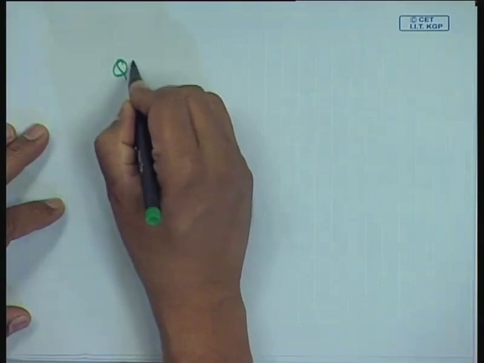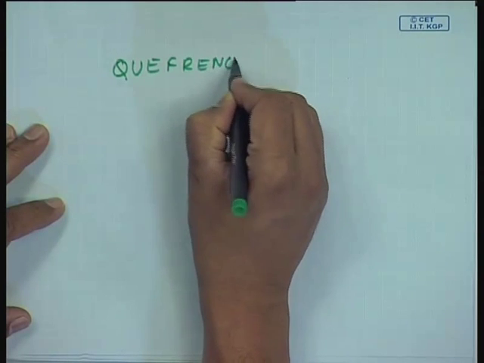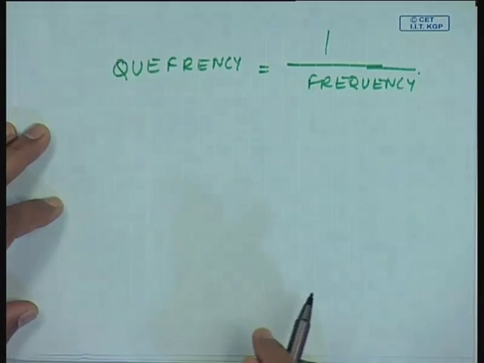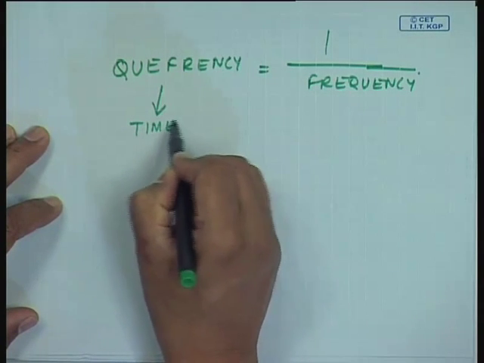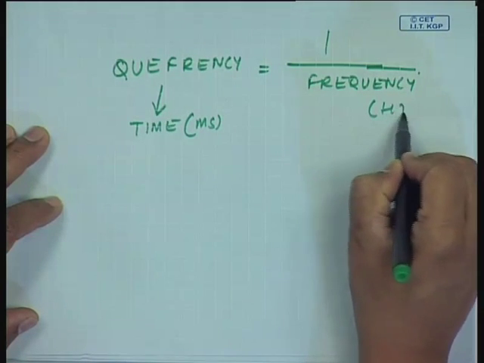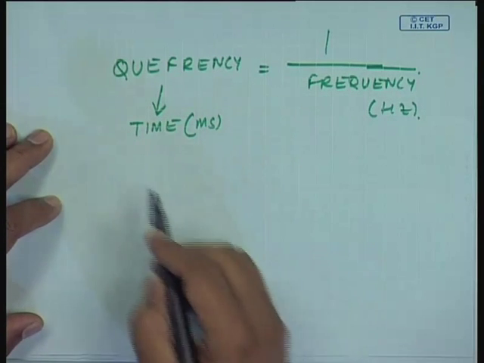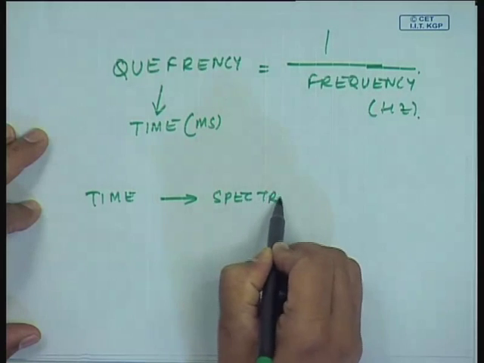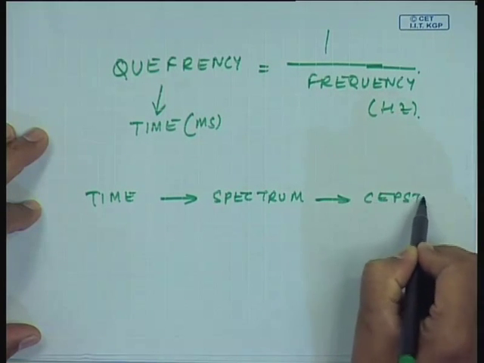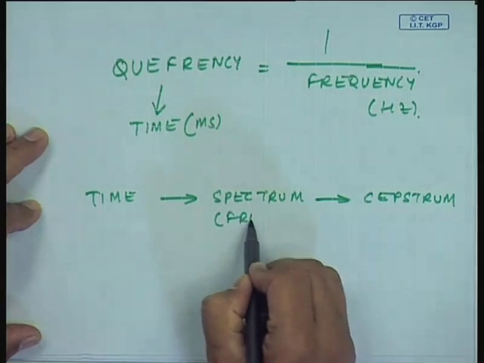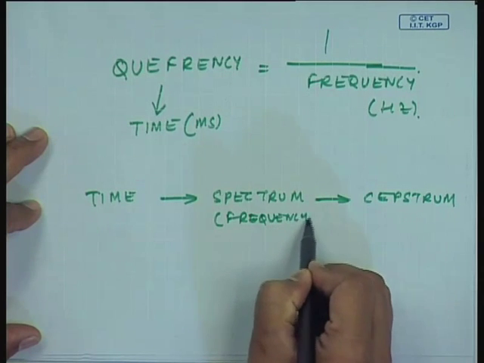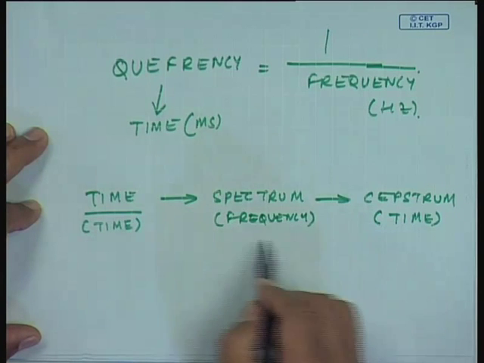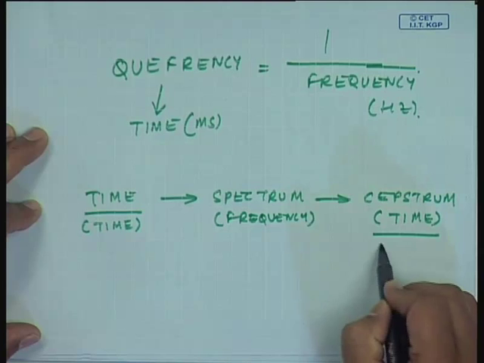Because one thing you should recollect: quefrency is related inversely to frequency. So, quefrency is in the time domain, usually in milliseconds, and this is in hertz. So, there has to be an inverse relationship. So, we go from time to spectrum to Cepstrum. This is in the frequency domain, and this is in the time domain. This is the relationship between time and quefrency.